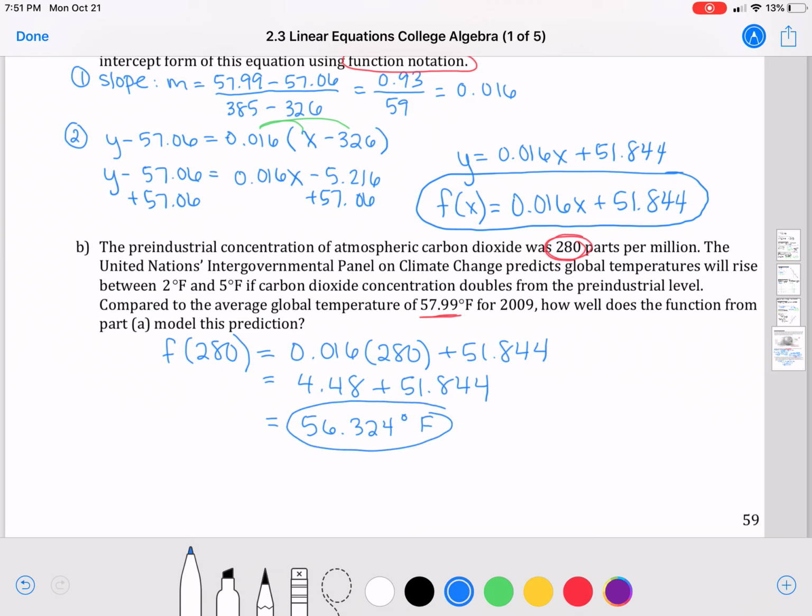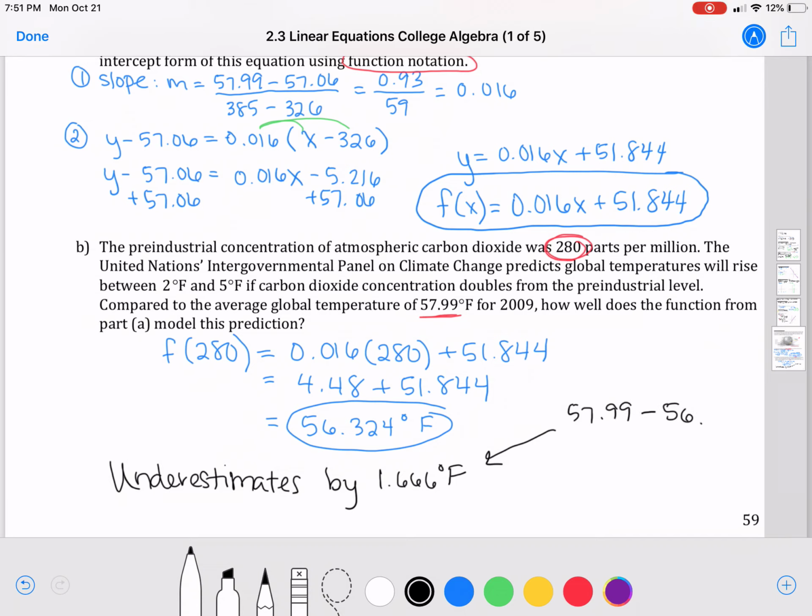Okay, so how well does the function from our previous part model this prediction? And we can say that it underestimates by, and let's subtract, so 57.99 minus the 56.324 by 1.666 degrees Fahrenheit. Okay, and we found that by taking the 57.99 minus 56.324.